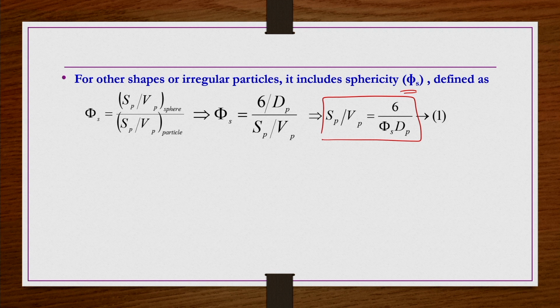That means somehow from your calculations, or somehow from your results, if you can get the phi s dp information for unknown irregular particles, then you can indirectly know the Sp by Vp ratio, that is 6 by phi s dp, and you will get Sp by Vp. That is not the primary objective. For the time being, I am giving it as information, because we have seen it as an application for finding out the surface to volume ratio of irregular, very fine materials.